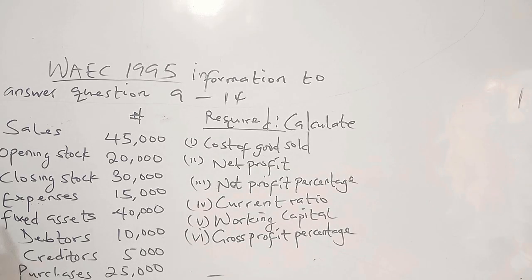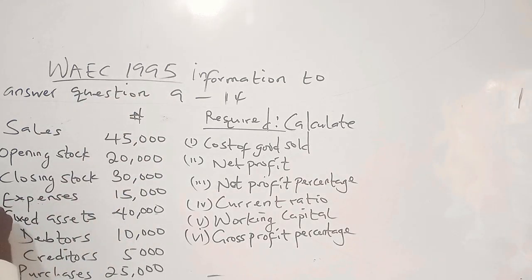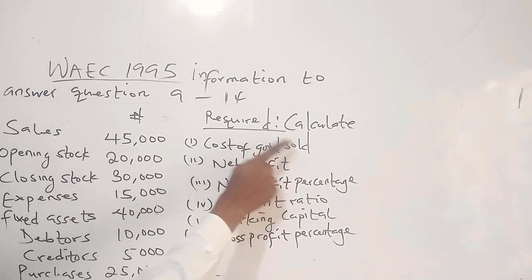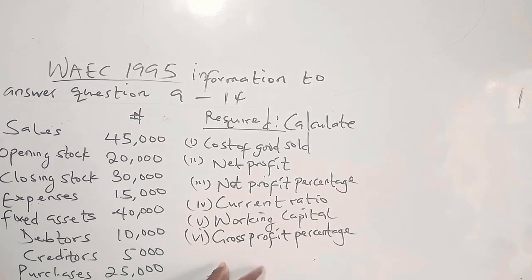The question says we should analyze this question. Okay, this information given to us, WAEC 1995, and these are items of trading profit and loss accounts with balance sheets. We have some balance sheet items there as well. So the requirement is to calculate the cost of goods sold, the net profit percentage, current ratio, working capital, and gross profit percentage. So how do we go about this?